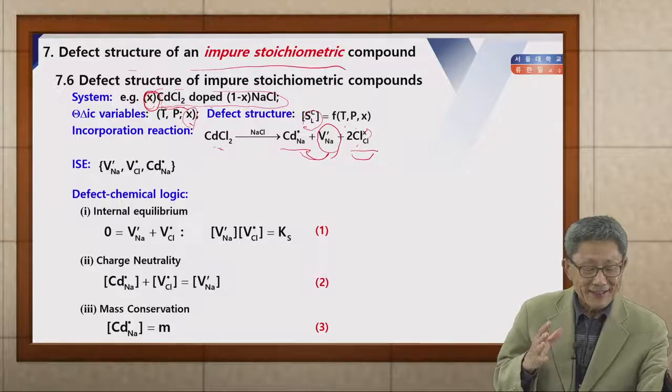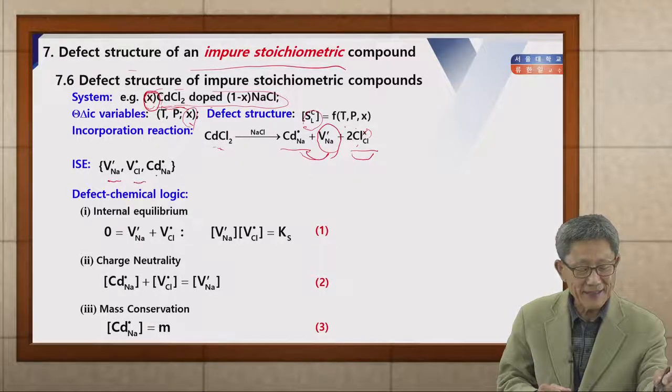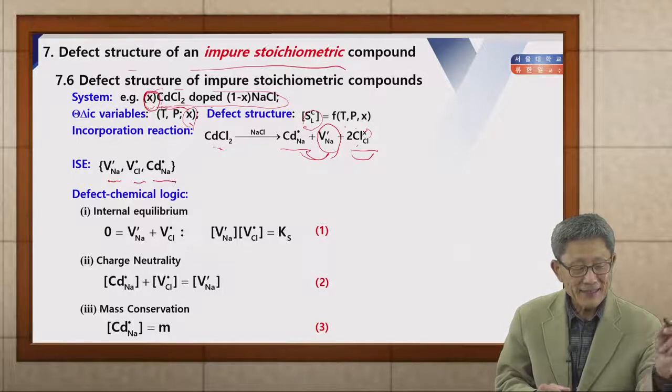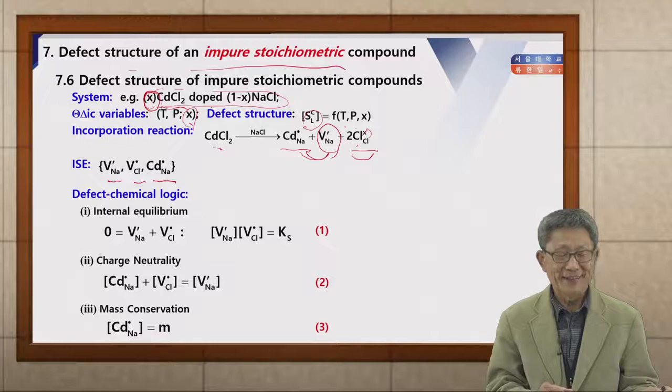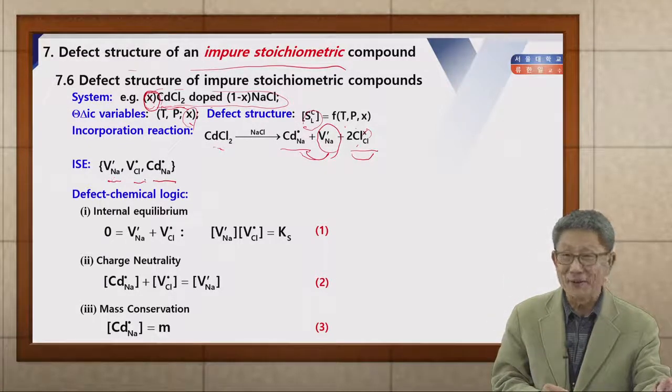Then you can sort out what kind of point defects you have. Number 1, say, sodium vacancy and chlorine vacancy, and then cadmium impurity, which substitutes sodium. Now you need 3 equations because you have 3 unknowns here.